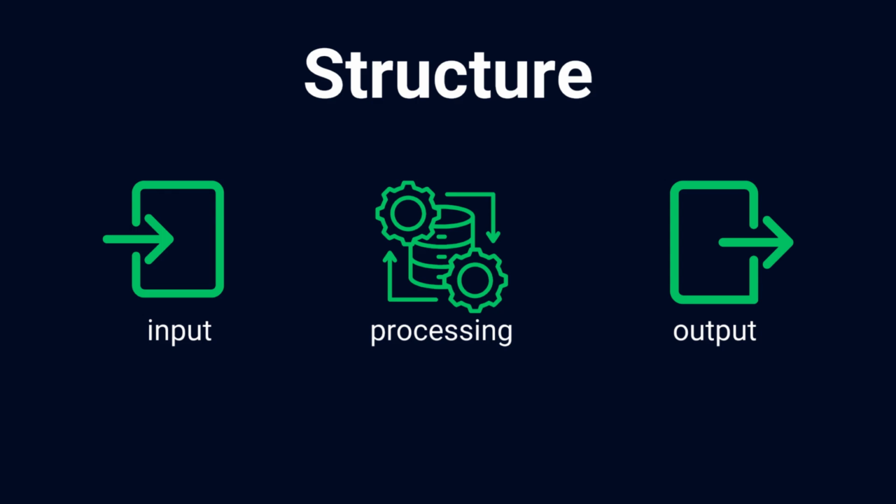The structure of an algorithm can be divided into three parts: input, processing, and output. The input is what you provide to the system. The processing is what the system does with it. The output is what you get back.